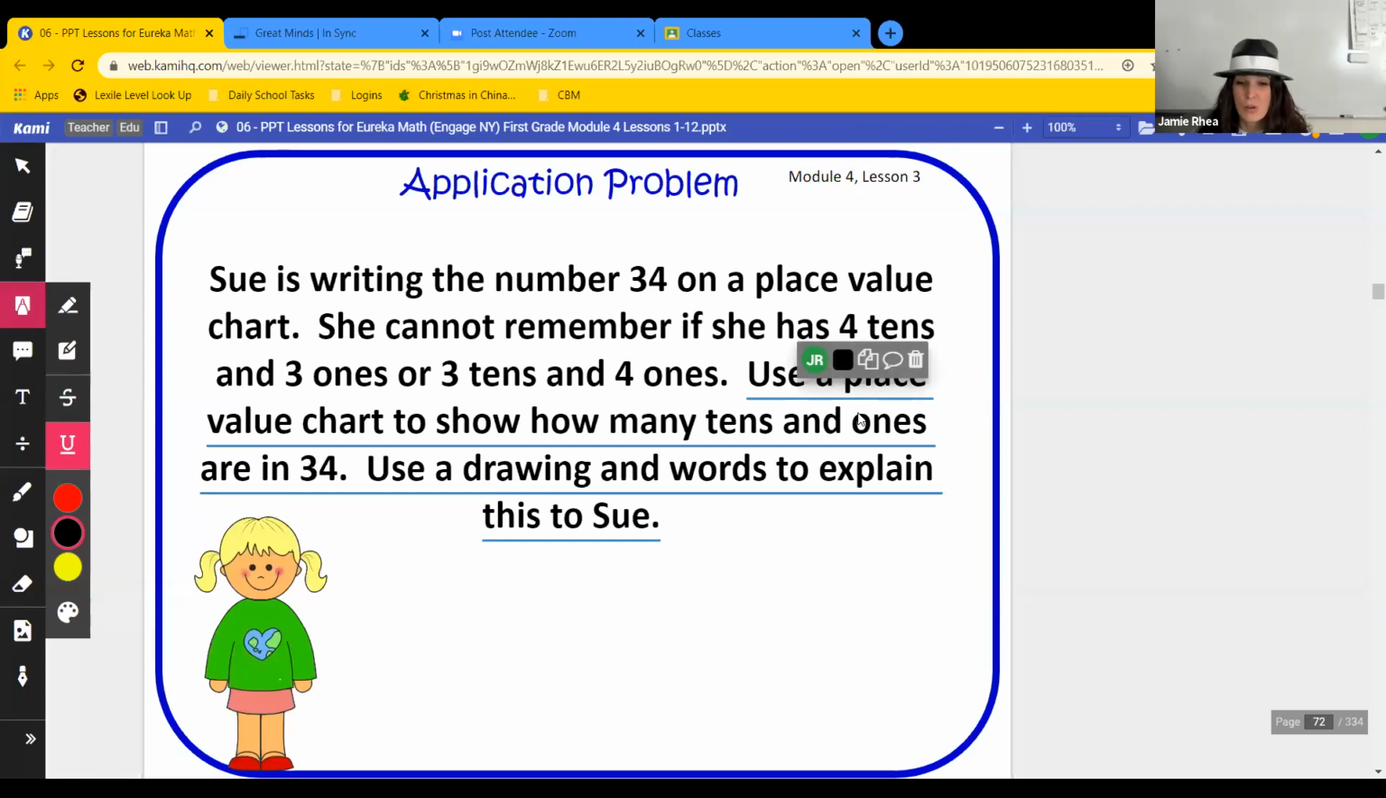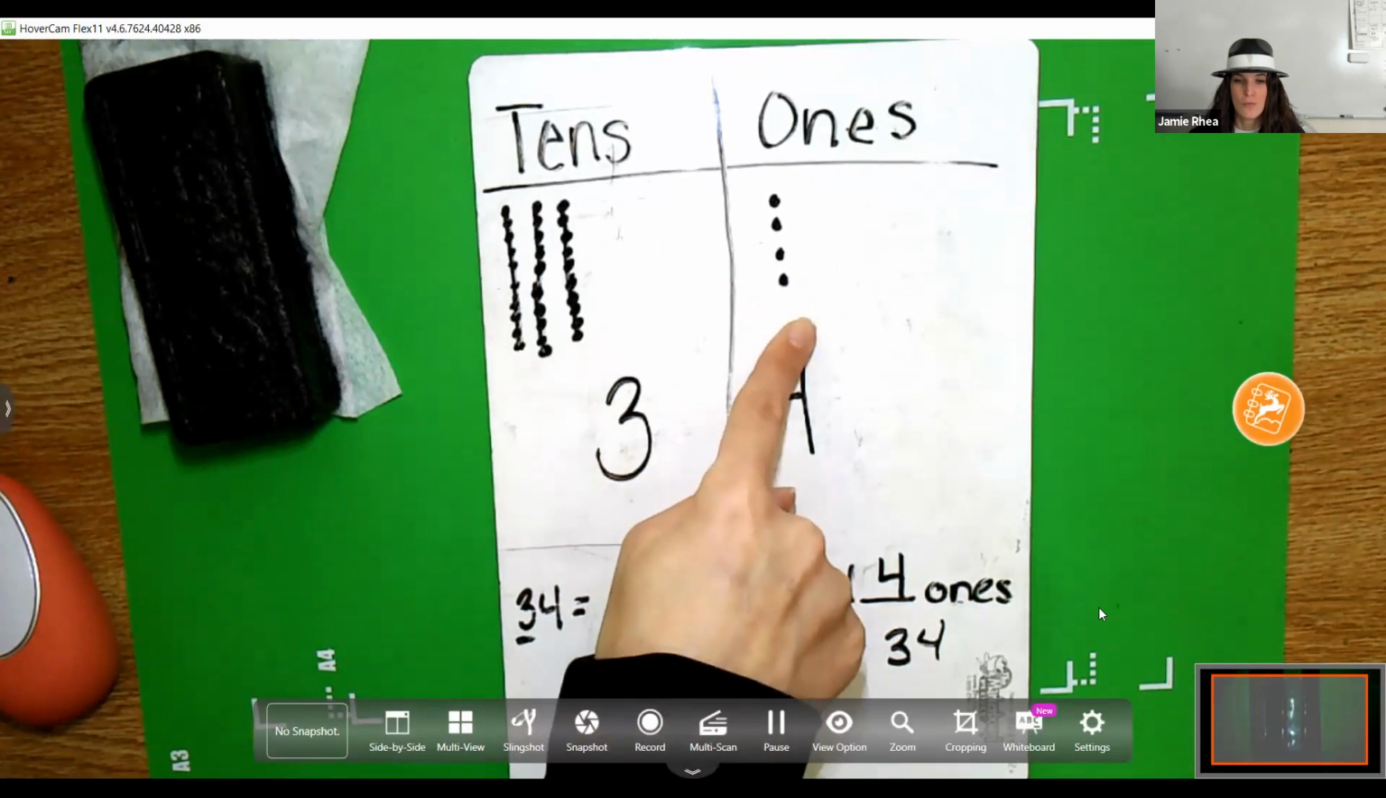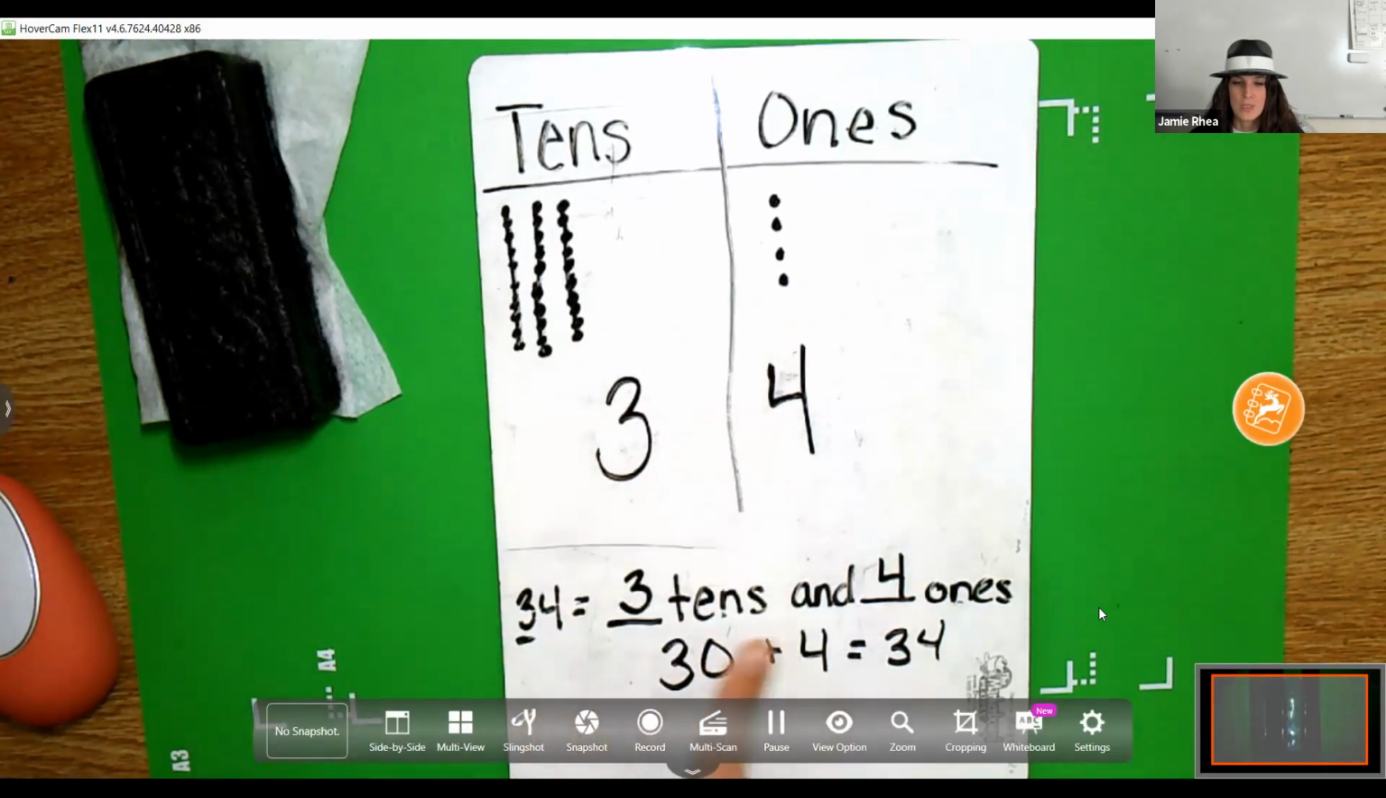Yes. Did we use a drawing and words to explain it? Yes, because we showed that there were 3 tens and 4 ones. We drew out 3 tens and 4 ones. So you can see that there are 3 tens and 4 ones in 34. Okay, so as long as your board looks like my board, 3 tens, 4 ones, drawing out 30 and 4, 3 tens, 4 ones equal 34. Then our case is dismissed.